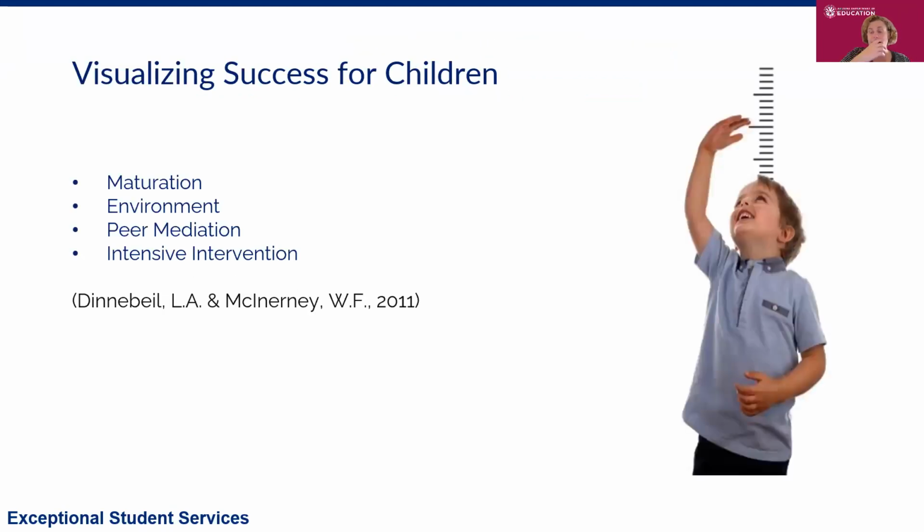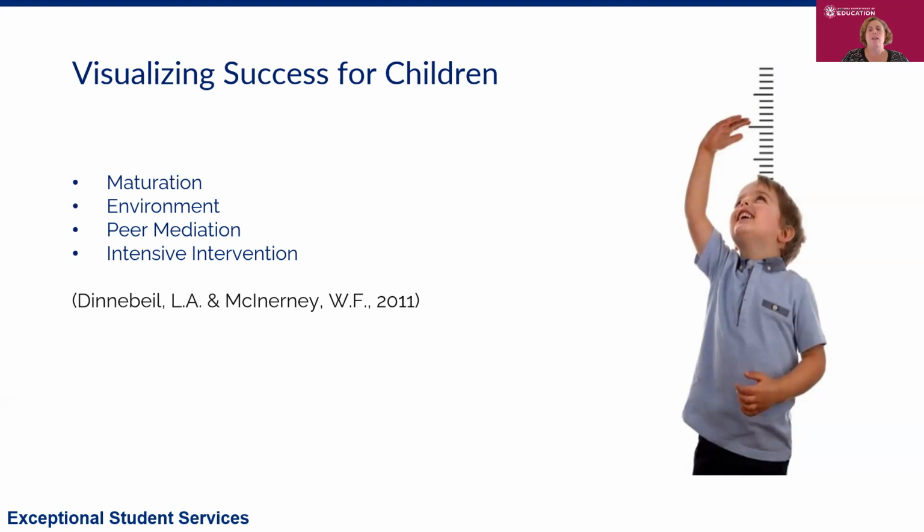All right, so then after you've got an entry score for your students, then is the time to think about their path for success. So how are children going to learn and grow and increase that trajectory throughout their program? So one way of visualizing success for children is using the MEPI model. Dinabel and McInerney discuss this in depth in the itinerant service delivery model guide that they have written.